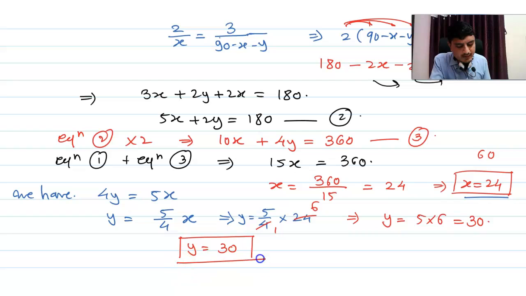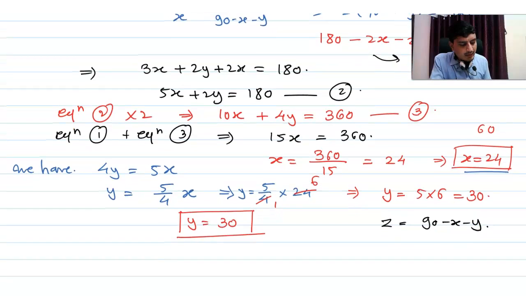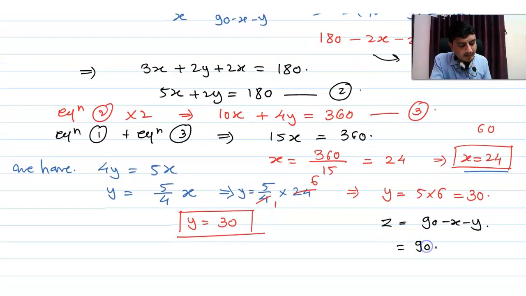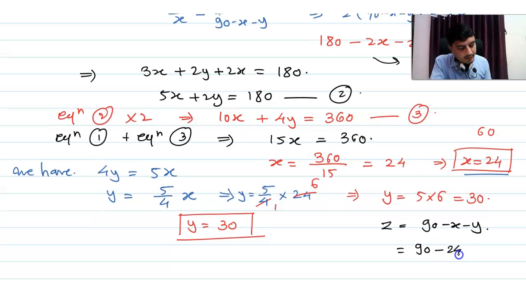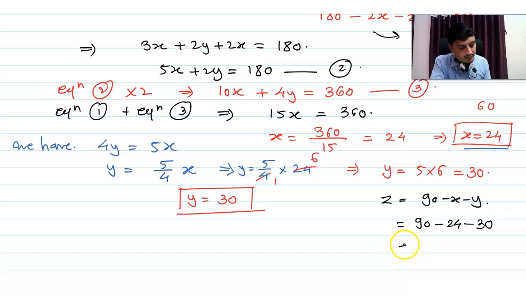Now to evaluate z, already we have z equals 90 minus x minus y. So we get 90 minus 24 minus 30, which is 90 minus 54. 90 minus 54 becomes 36. So the value of z is 36.